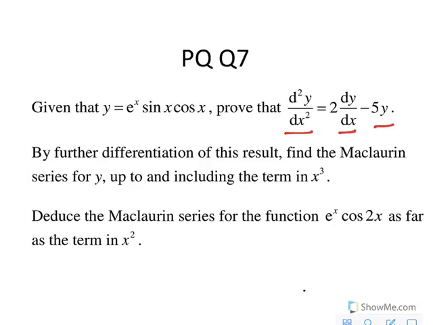So we look at our function y equals e to the power x sine x cosine x. There are three functions. How do we go about doing it? It's possible to simplify it, right?